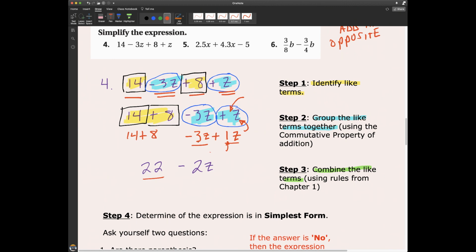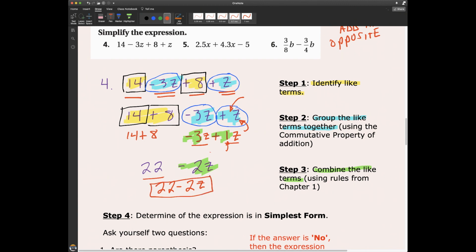And now all I have to do is combine the coefficients, negative 3 plus 1. And what is negative 3 plus 1? Well, I remember from chapter 1, same sign, add and keep. Different sign, subtract. So I'm going to subtract the absolute values, and I keep the sign of the larger absolute value. So that's why this would be negative 2z. So my final answer is going to be 22 minus 2z.